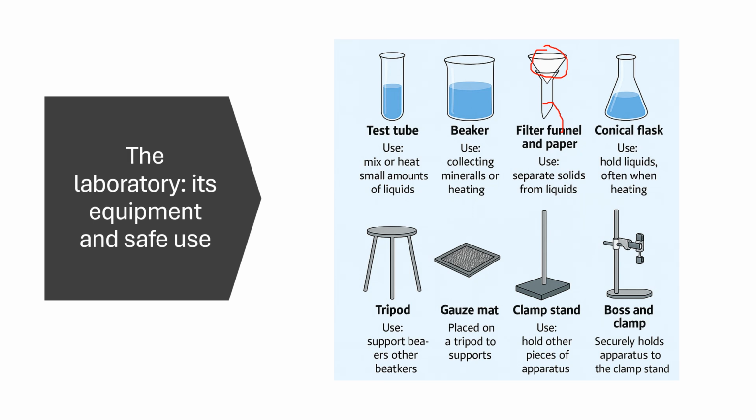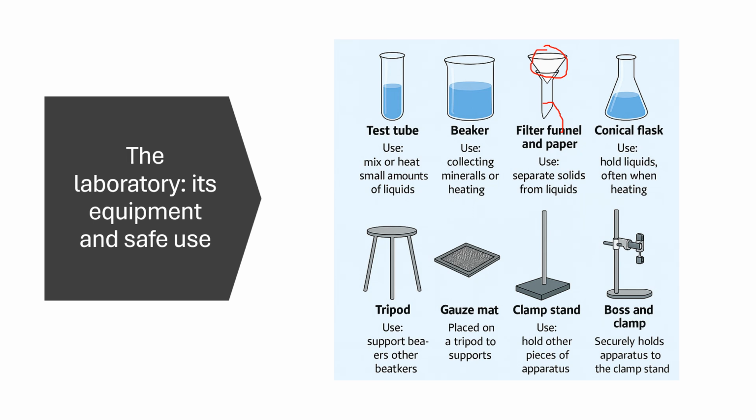The next one is the tripod. Why is it called a tripod? It has three supporting legs and a flat top. This helps to support beakers and other apparatus, like the many different types of flasks available in the lab. We will discuss more details when we are using this apparatus.